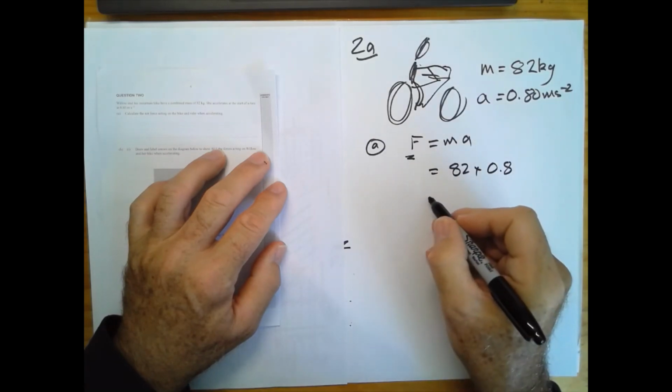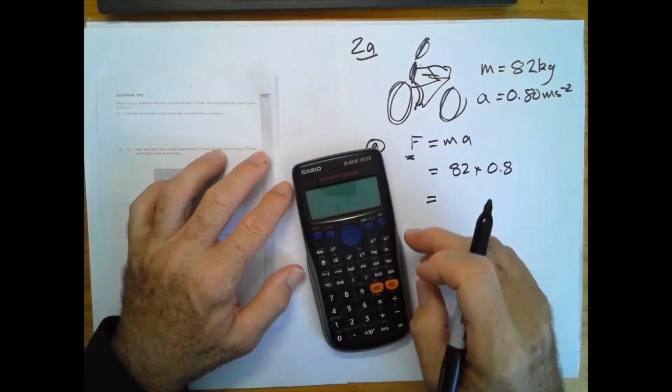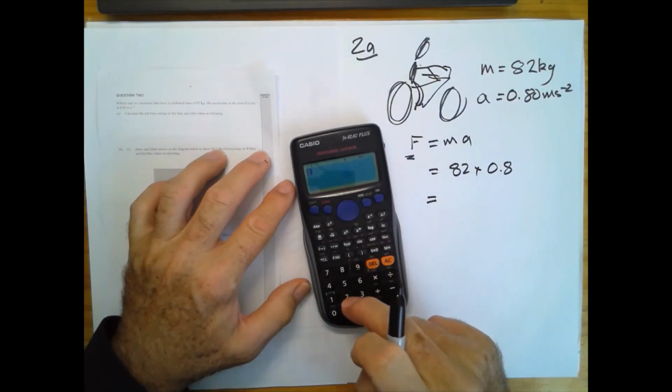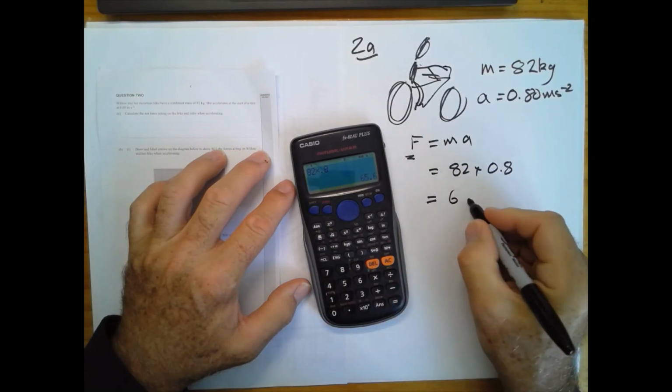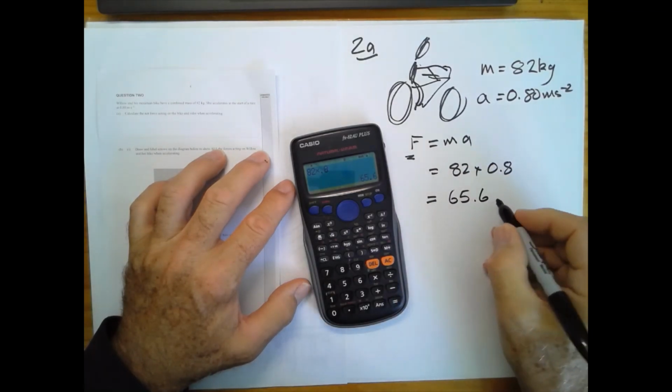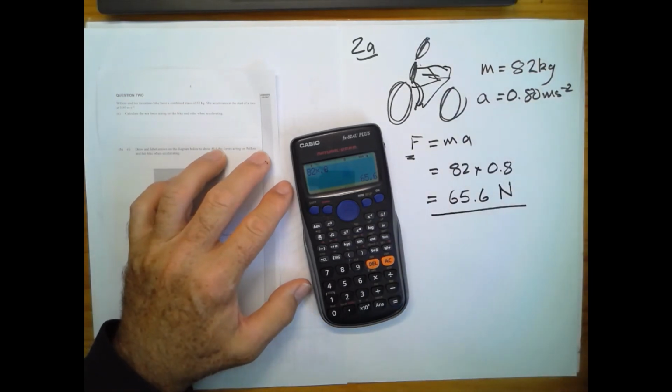So the answer is equal to 82 times 0.8 is equal to 65.6. And remember force is in Newtons, 65.6 Newtons.